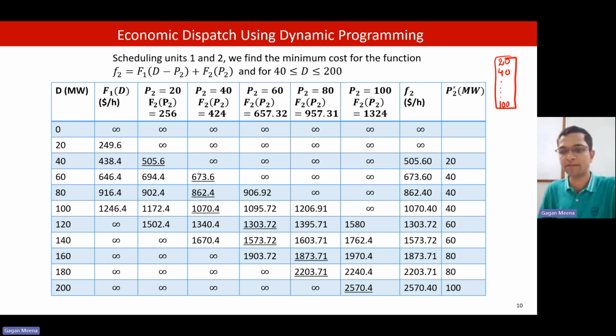Demand 0 cannot be met because the minimum of P1 is 20 megawatt, and the minimum of P2 is also 20. Together they can generate a minimum of 40. They can supply a demand of 40, not below that, and beyond 200 they also cannot supply.